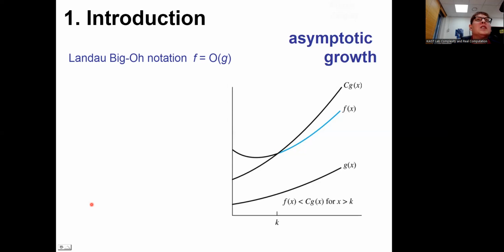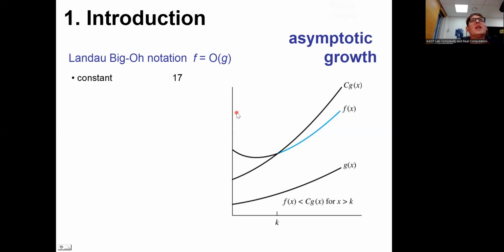And the other aspect being ignored is small input sizes. Here you see in this picture that for small inputs of length less than k, actually the blue algorithm is slower, but asymptotically it's faster than the other algorithm. And that's what is important in asymptotic analysis.